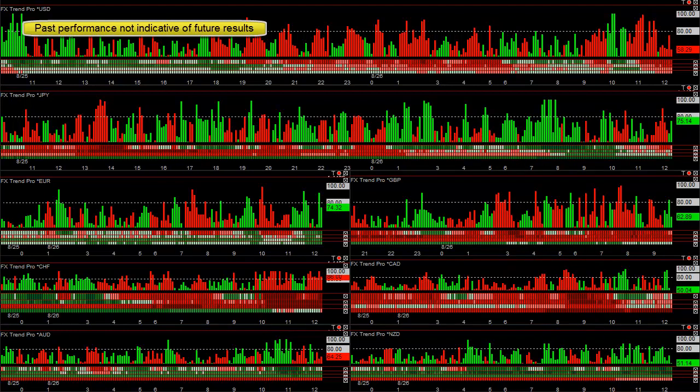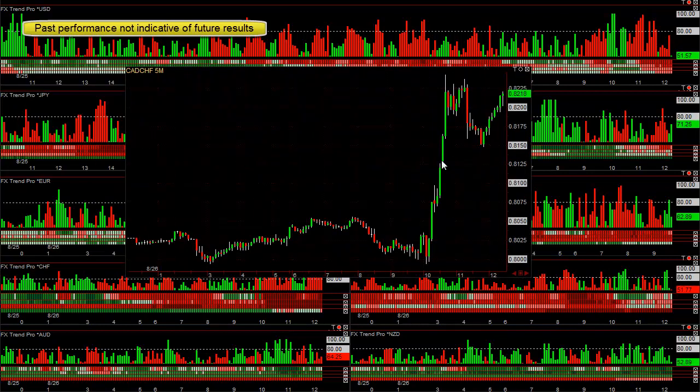You can see this one shot up when the Swiss became the weakest one, and the CAD got some strength here at 10. So what do you do if you're trading at 10 and you miss the initial spike up? How do you get into this trade? It's very hard to do on a 5-minute bar.